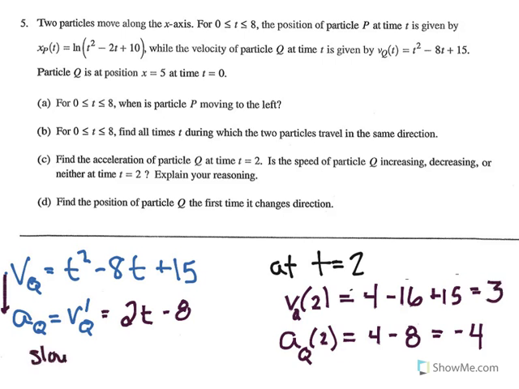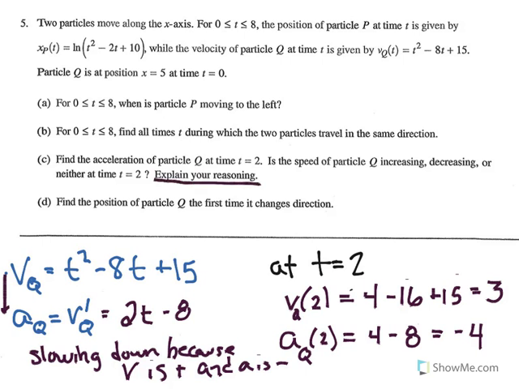So this is slowing down because V is positive and A is negative. Whenever they want a reasoning for something, it's almost always like speeding up or slowing down. You're going to talk about the two different things on that piece right there.